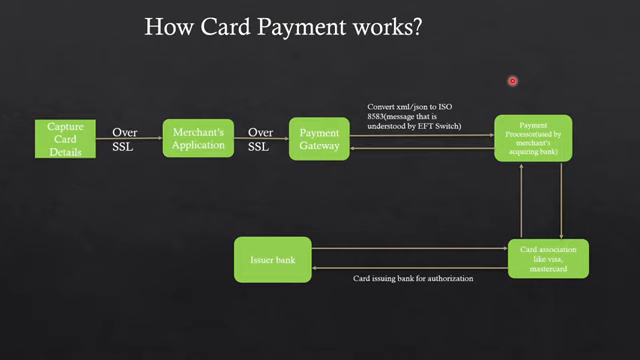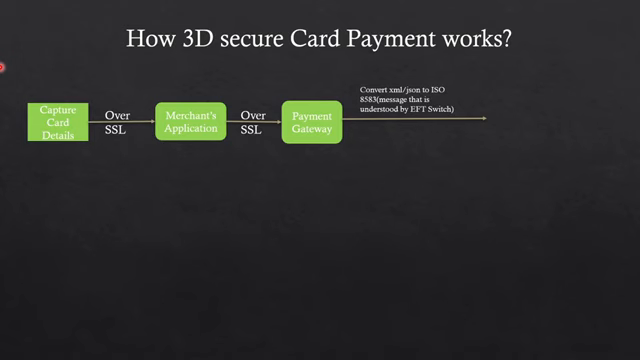Now we'll move on to how 3D Secure card payments work. What is the difference between a normal payment and a 3D Secure card payment? For the 3D Secure payment, till here everything is the same, till the payment gateway everything is the same. Now, 3D means that there are three domains involved. So what are these domains?